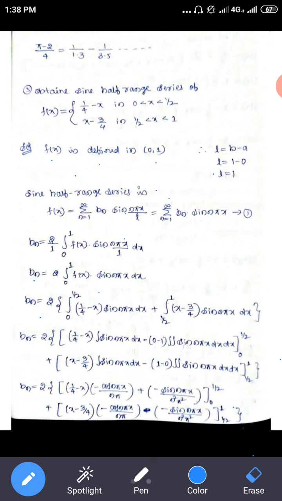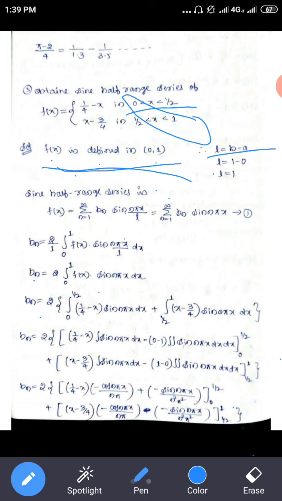Obtain the sine half range series of f of x equal to 1 by 4 minus x in 0 less than x less than 1 by 2, and x minus 3 by 4 in 1 by 2 less than x less than 1. So f of x, the total interval is what? 0 to 1. F of x is defined in 0 to 1. Therefore, the length of the interval is b minus a, 1 minus 0, that is 1.